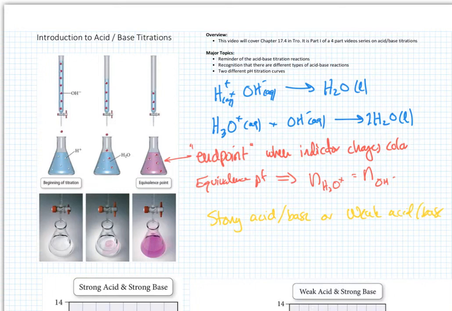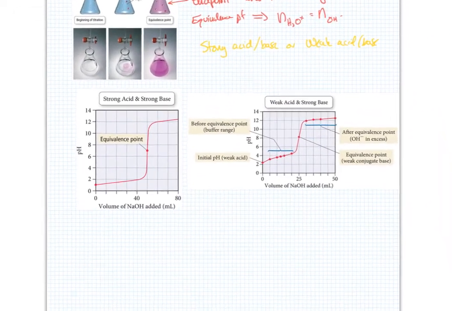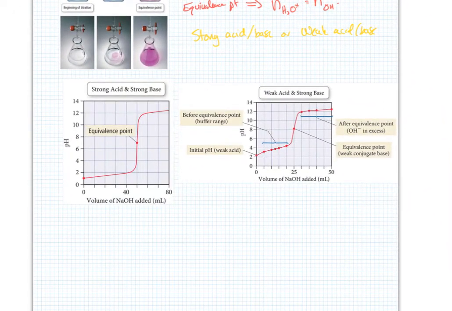Because we have to handle the reactions a little bit differently depending on whether they're strong acids or weak acids. And that's going to be the subject of the next 2 videos, determining or breaking down whether you have a strong acid, strong base reaction or a weak acid, strong base reaction, or vice versa. Okay, and so let me give you a preview of what's coming so you kind of know what you're shooting for.